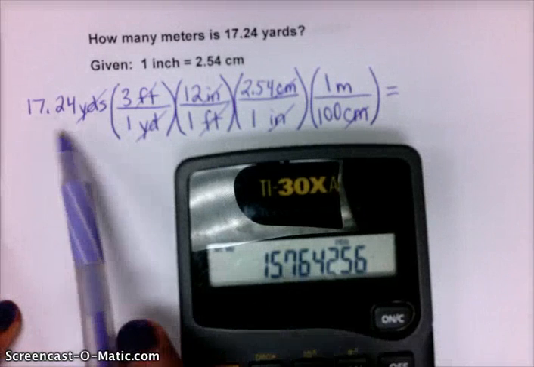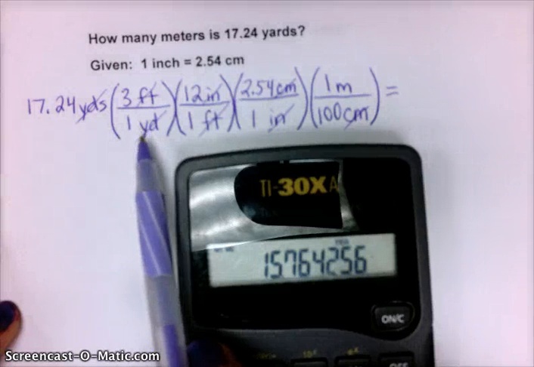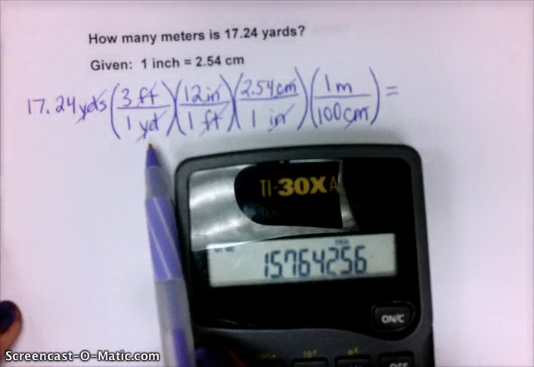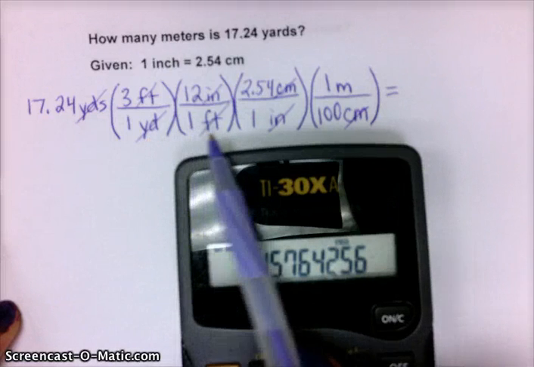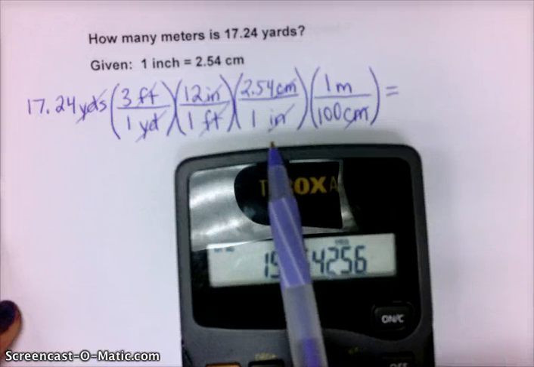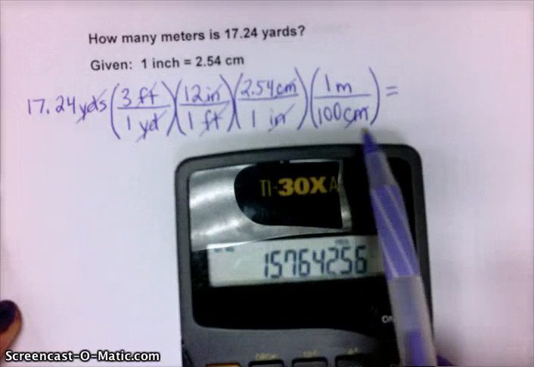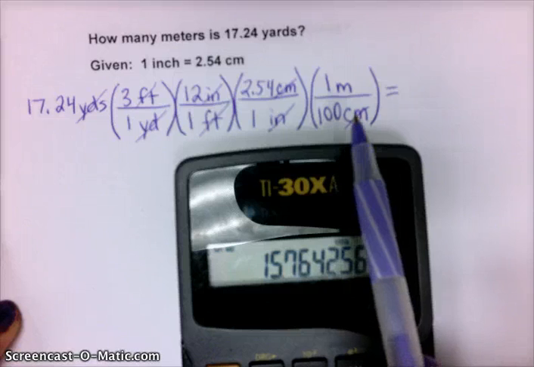How many sig figs should we have? Well, we started with 4. 3 feet in a yard, that's exact. That's a definition. There's exactly 3 feet in a yard. Same thing with 12 inches in a foot. That is exact as well. 2.54 centimeters in an inch. That is also exact. And finally, exactly 100 centimeters in a meter.